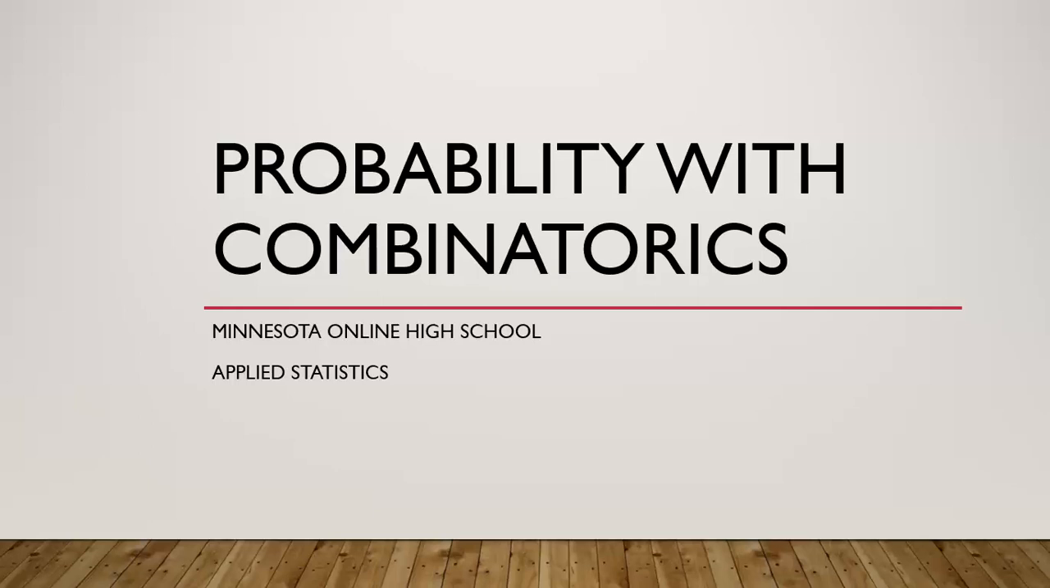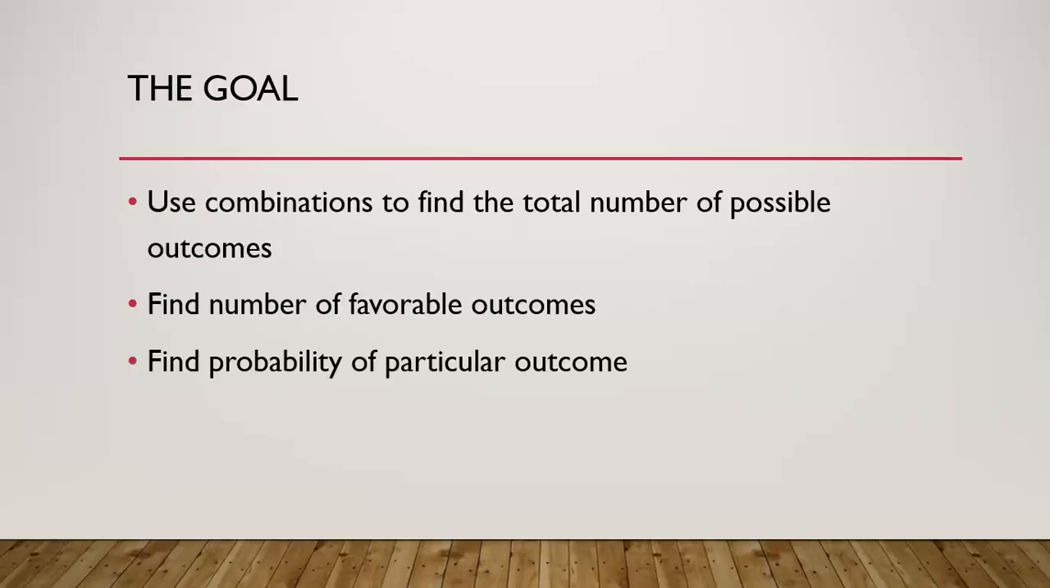In the next assignment, you're going to be combining some skills you've already worked with, calculating probability and combinations. Most of these problems will be multi-step. In general, what we're going to do is use combinations to find the total number of possible outcomes. Then we're going to calculate the number of favorable outcomes. Again, here we might use combinations. And then finally, we're going to find the probability of a particular outcome. So basic probability says that would be the number of favorable outcomes divided by the total number of outcomes.